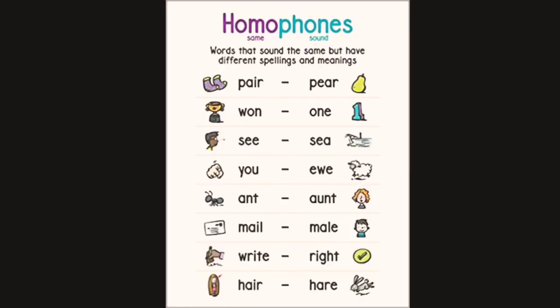So as you can see, this one breaks down the origin of the word. So homo meaning same and phones meaning sound. So these again are words that sound the same, but they're going to have different spellings and different meanings. If you come across two words that sound the same and have the same spelling, those are homonyms. Pair, pear, one, won, see, sea, you, ewe, aunt, I don't know how you say it, mall. Or no, male, right, hair. I can't read, apparently.